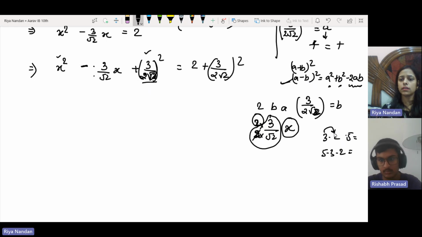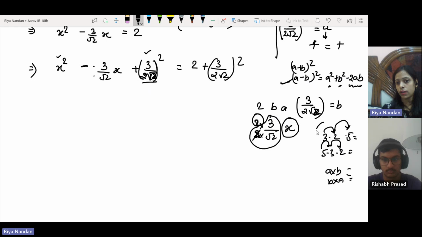Correct? 3 twos are 6, and 6 fives are 30, or 5 threes are 15 and 3 twos are 6. The value would be the same whenever we multiply a into b or b into a. The answer would be the same. Why I'm doing this here is because this is 2BA, not 2AB. That's why I'm telling you this. So this is equal to this.